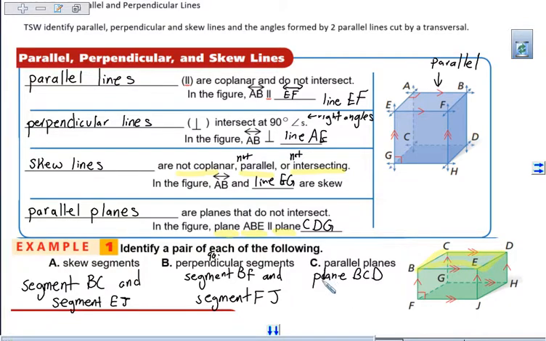Remember that you need the word plane in front. And then I'm going to go under that plane to get the one that's parallel to it. Remember that we need to match up, so under B is F, under C is G, and under D is H. So we have plane FGH.